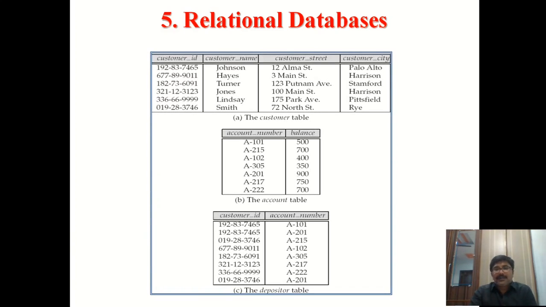So these are the different tables available in this relational database. The first one is the customer table. The customer table has 4 columns: customer ID, customer name, customer street, and customer city. And the next one is the account table. The account table has account number and balance. So the customer and account tables do not have any common column. So by using these two, we cannot get the data.